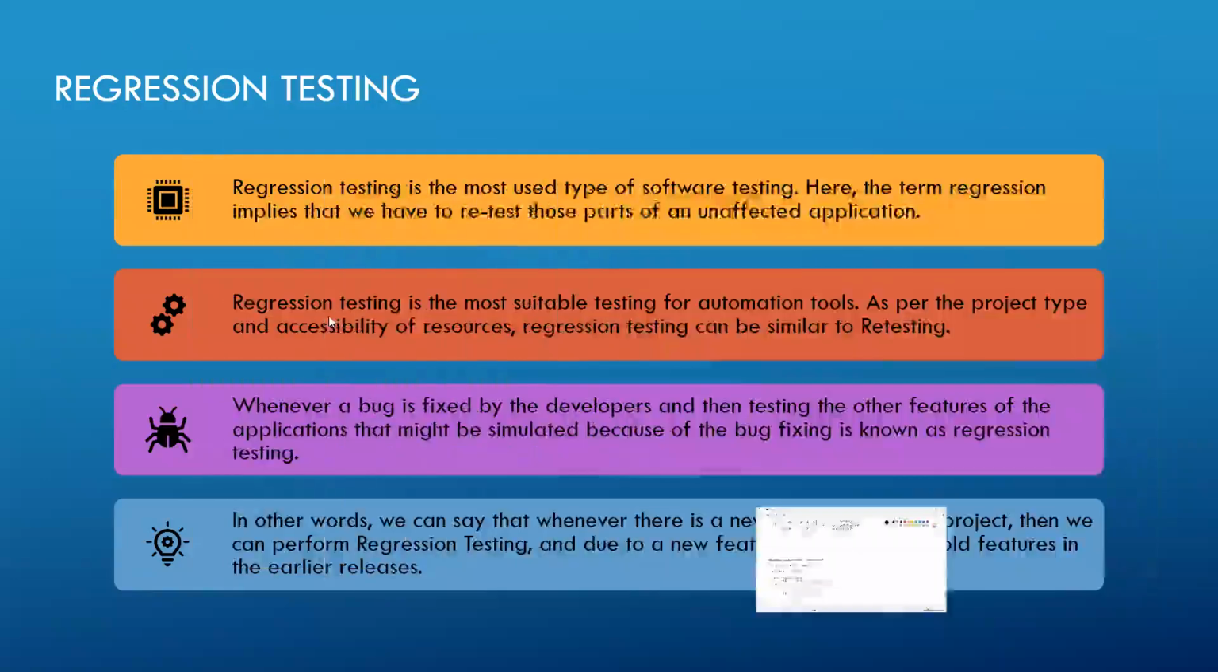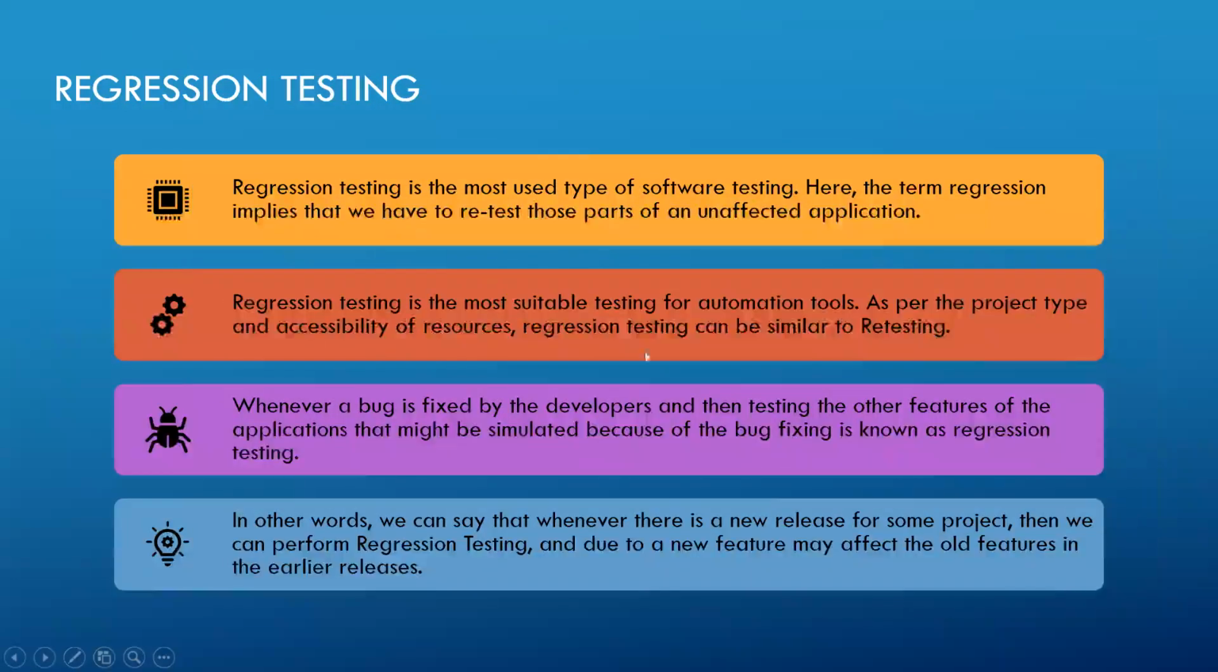That is the same thing discussed here. Regression testing is the most suitable testing for automation tools as per the project type. So here we are going to decide which part of the test cases we can pick for the automation. Whenever a bug is fixed by the developer and then we test the other features of the application that might be affected because of the bug fixing, it is known as regression testing. That's nothing but we have to ensure that whatever fixes the developer has given should be working fine in these releases. So in other words, whenever there is a new release for some projects, we can perform regression testing, because a new feature may affect the old feature in the earlier releases.